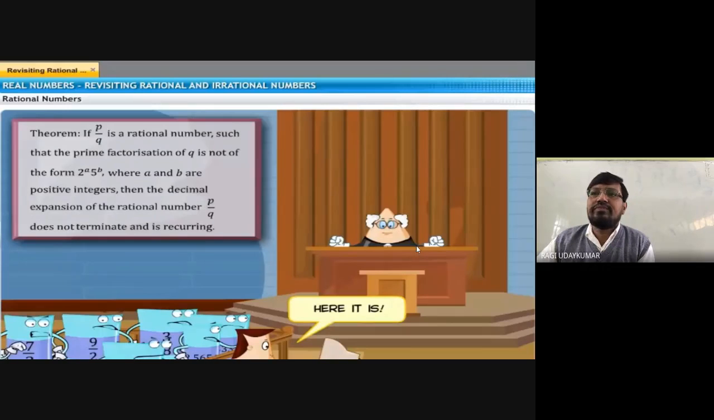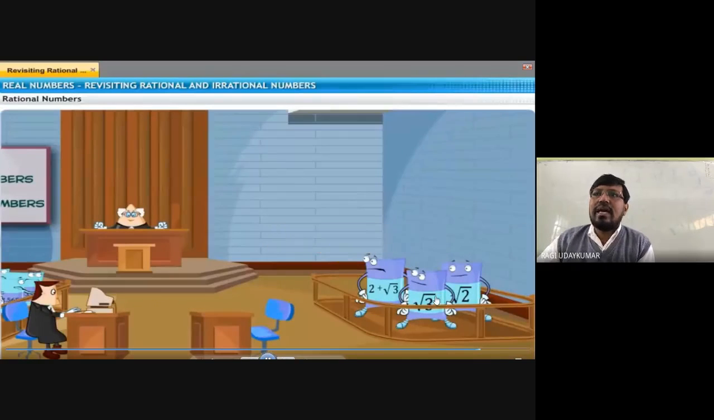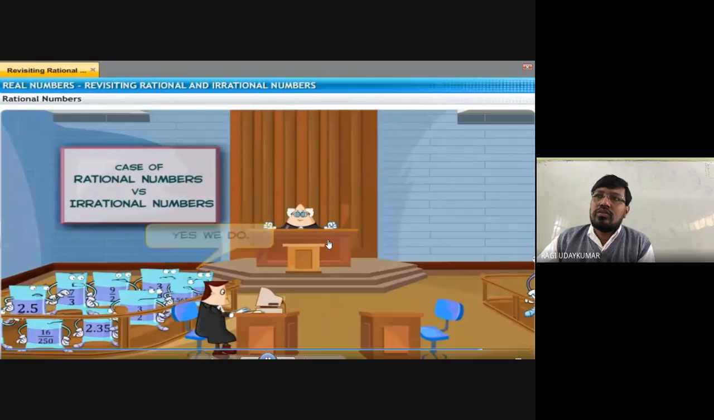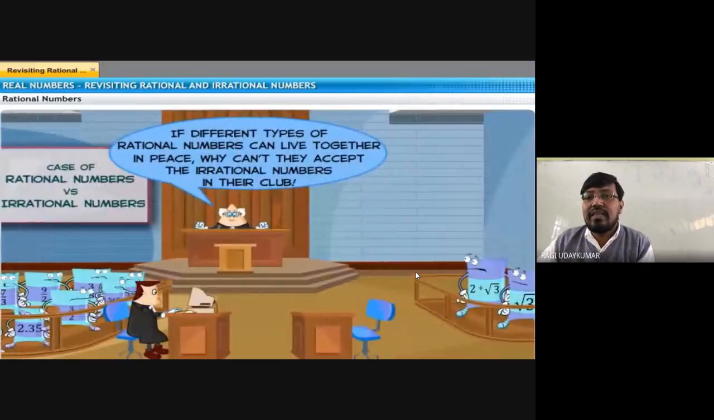Did you get my point here? So how are irrational numbers different from the rational numbers? They are all non-terminating, non-recurring decimals. Rational numbers and irrational numbers are two separate groups. Rational numbers are terminating decimals or non-terminating recurring decimals. Irrational numbers are non-terminating, non-recurring decimals. In decimal form, whenever you take them into consideration, they are non-terminating, non-recurring decimals.